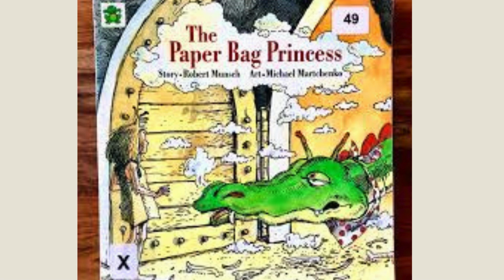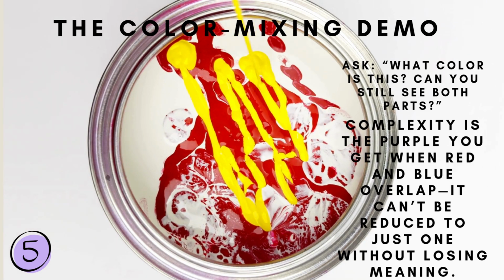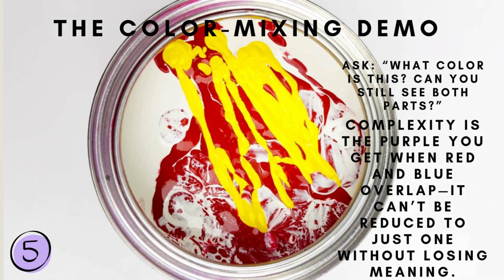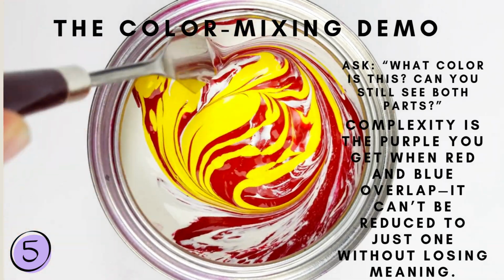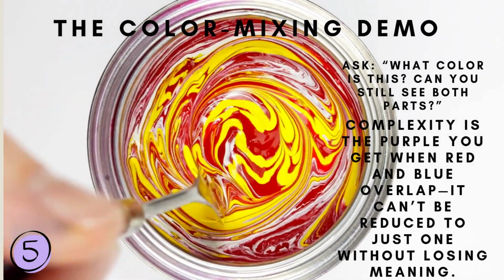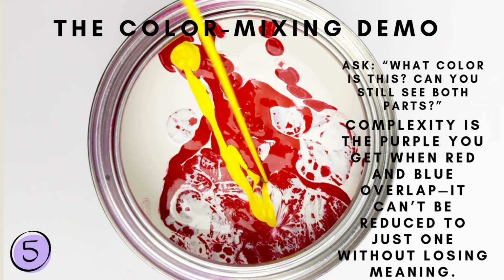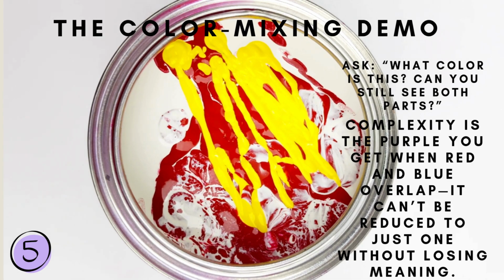The last one is the color mixing demo. I like to bring in different colors of paint and ask, what color is this? Can you still see both parts when you're fusing colors together? And then we talk about how complexity is the purple you get when red and blue overlap. It cannot be reduced to just one without losing meaning.